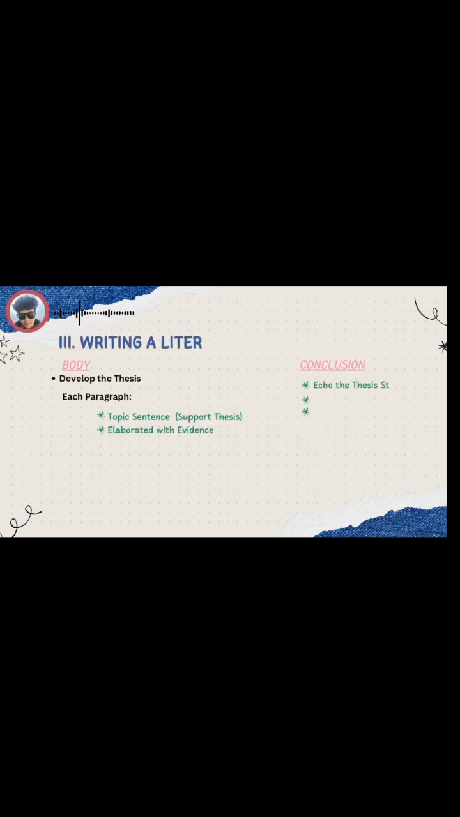The body of your analysis is where you develop your thesis statement. Each paragraph should have a clear topic sentence that supports your thesis. Then, elaborate on that topic sentence with evidence from the text. This is where you provide your analysis and interpretation.